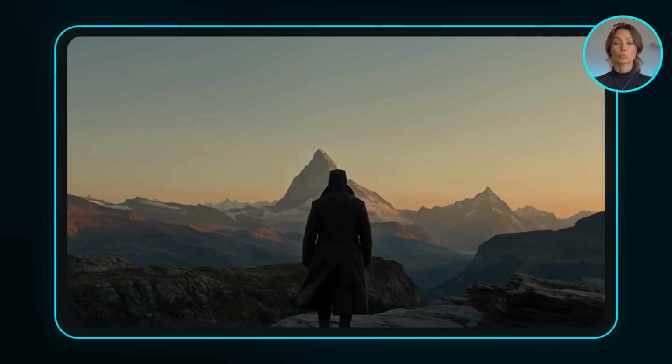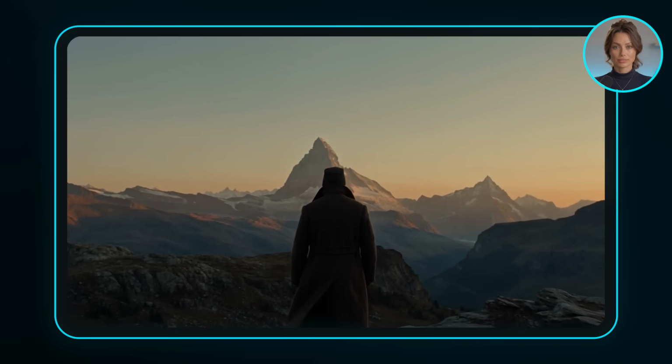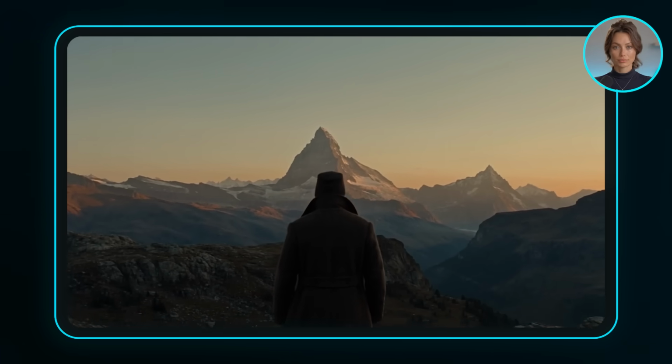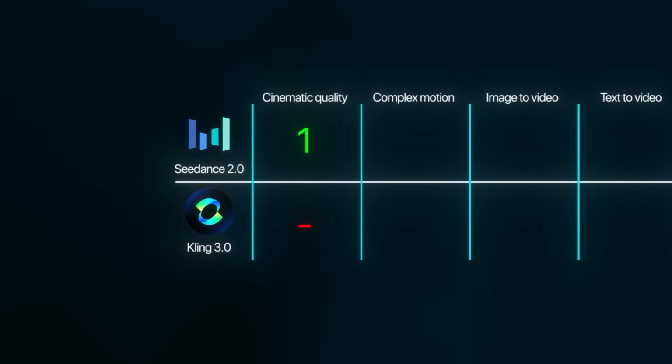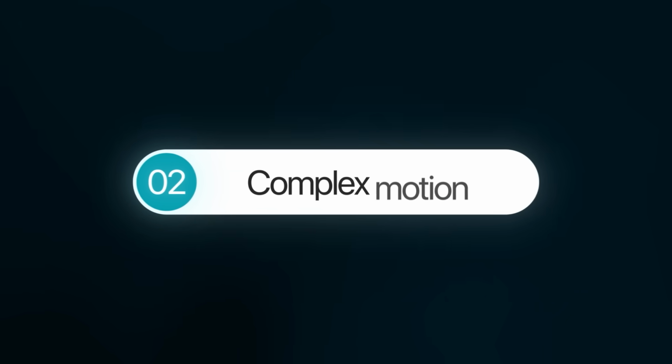The color science, the way light behaves, the depth in the shadows, it feels like it was shot on a cinema camera. Kling looks great, but Seedance looks cinematic, and that difference is going to matter a lot depending on what you're making. So the first point goes to Seedance, but cinematic quality is only useful if the model can actually handle what's happening inside the frame. So I tested complex motion next.